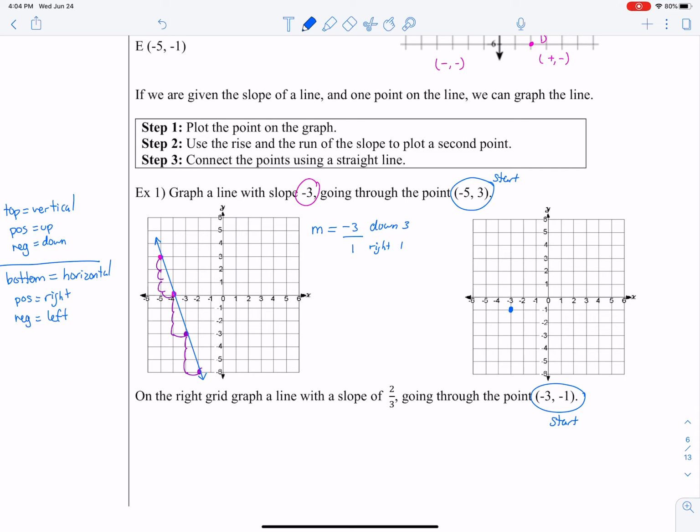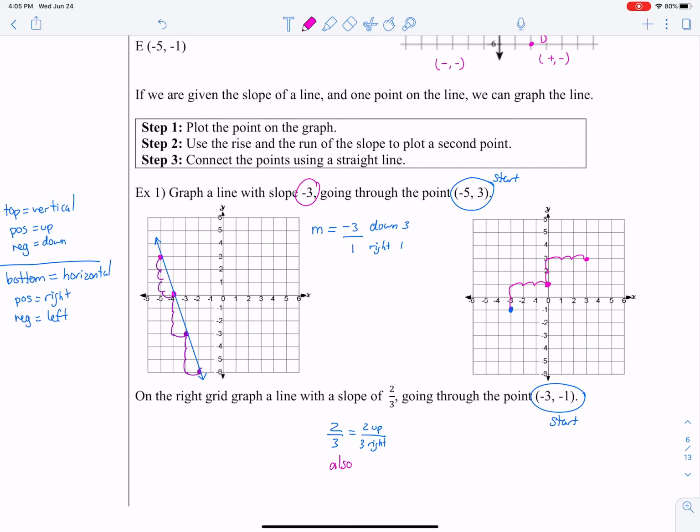And then we can do 2/3. Remember, 2 is the top, so it's positive, so that means 2 up. And the bottom is also positive, meaning 3 right. So let's do it. 2 up, 1, 2, 3 to the right, 1, 2, 3. So there's our next point. 2 up, 1, 2, 3 to the right, 1, 2, 3. There's another point.